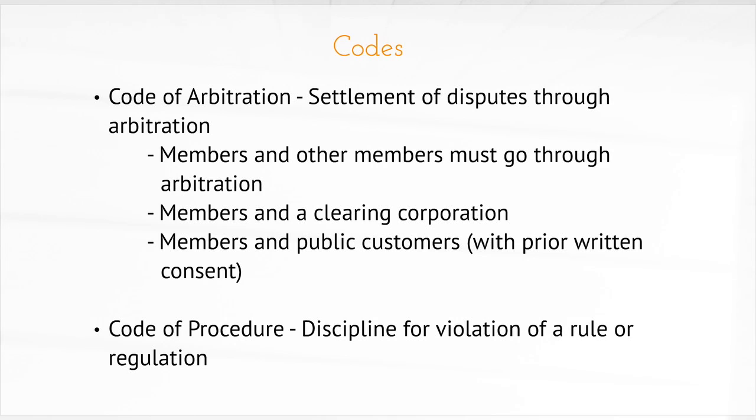Now there's 2 types of codes that FINRA lives by. There's the Code of Arbitration. This is settling of disputes, so arguments between member firms, arguments between members and the clearing corporation that they work with, and arguments between the firm and its own clients, provided that the client has signed to give their written consent ahead of time. A Code of Procedure covers disciplines for violations of rules and regulations, which we just talked about. Now, a Code of Arbitration means that we're going to have an arbitrator that goes through and hears both sides. So we have a Code of Arbitration and a Code of Procedure that we'll have to remember for the exam.